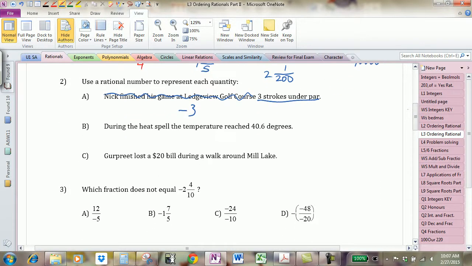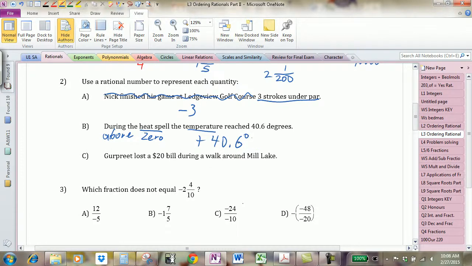B. What do you think? Any ideas? Positive. Why? Yeah, it's heat and temperature, and that's above 0. Okay. So it should definitely be a plus 40.6 degrees. Now I don't know if it's Celsius or Fahrenheit, so I'm just going to leave it.